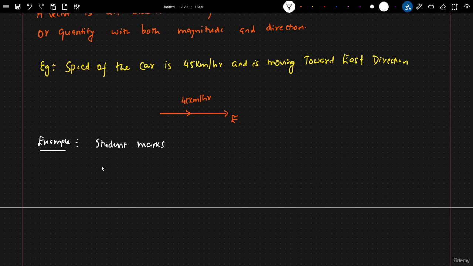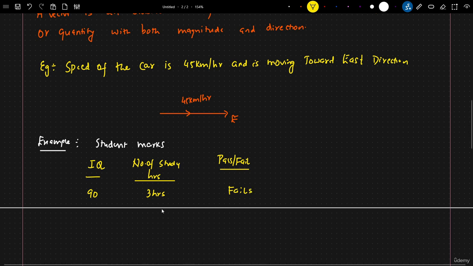Let's say I have a feature which talks about IQ. Second feature is number of study hours. And third feature is nothing but pass or fail. So here I have three features. One is IQ, one is number of study hours, and whether the person is passing or failing. Let's say if the IQ is 90 and the person is studying for 3 hours, let's say the person fails. So this is my output. If the person has 100 IQ and studies for 3 hours, the person will pass. So this is what the data set looks like.